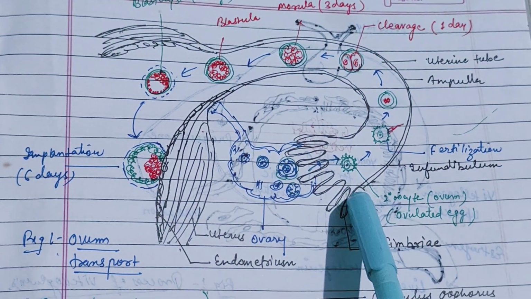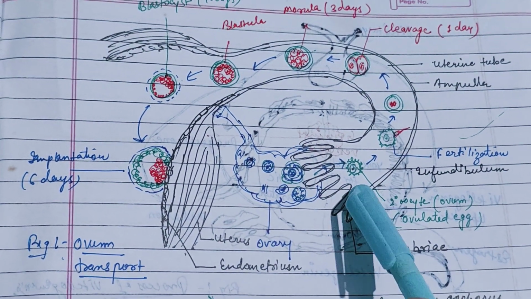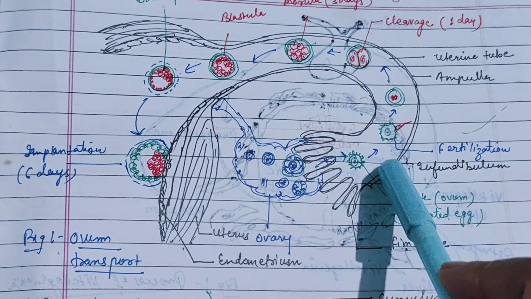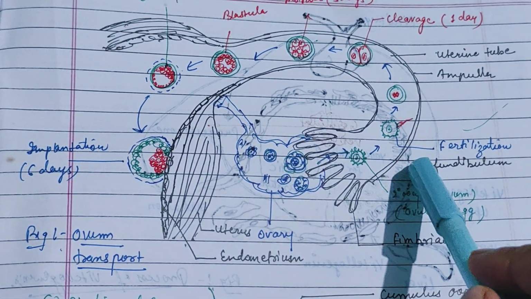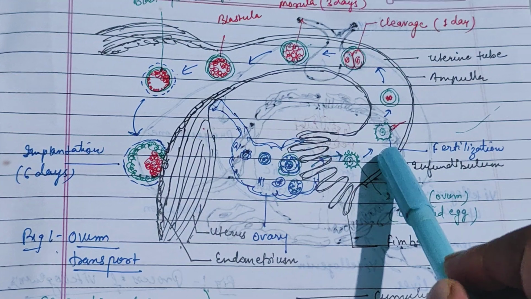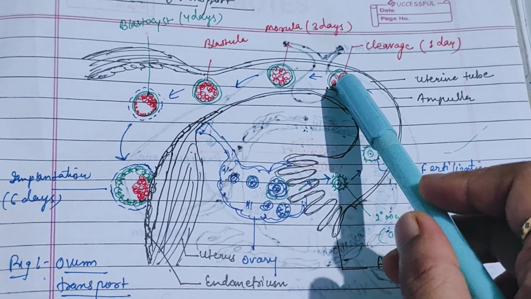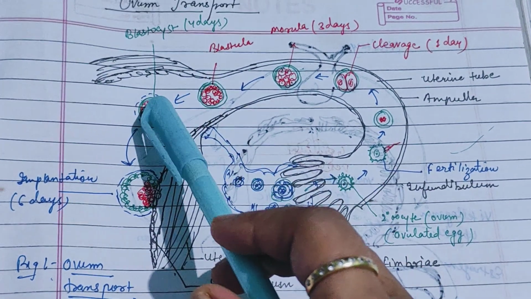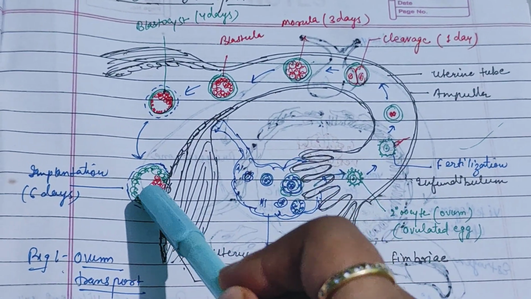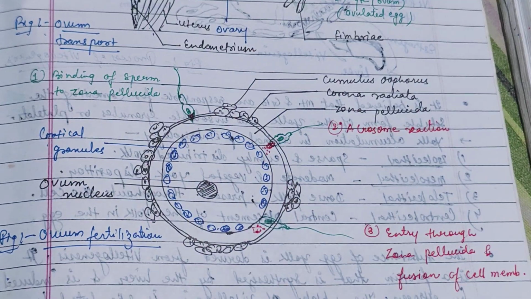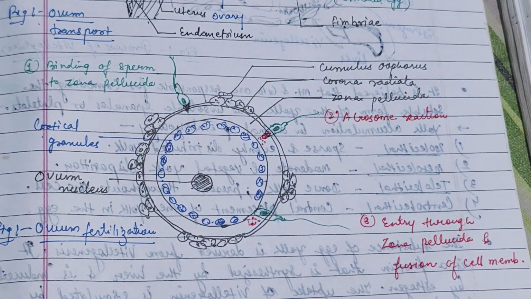The ovulated secondary oocyte or the ovum is then fertilized in this ampullary infundibulum place, and then it is converted into the cleavage after 1 day, and then it converts into morula, then blastula, then blastocyst, and then is implanted over this uterine wall. Here is a figure of the ovum fertilization.